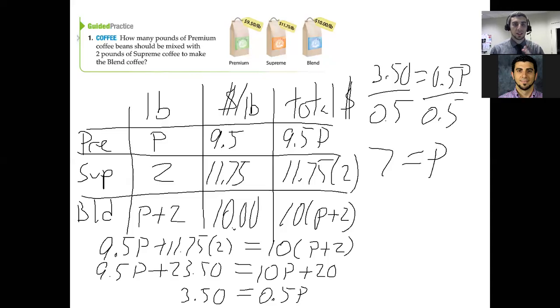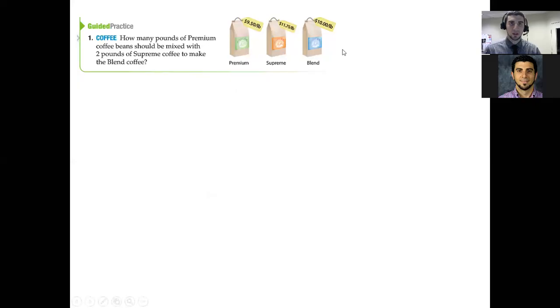Well, that 7 means we need 7 pounds of premium coffee to be blended with the supreme coffee to make the blended coffee, because it needs to come out to be $10 per pound. Okay? All right. So let's go to the next one.